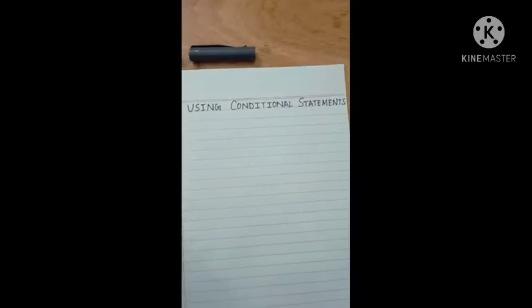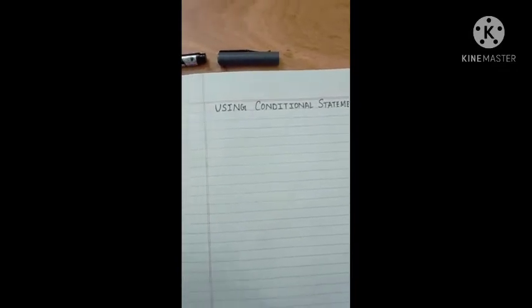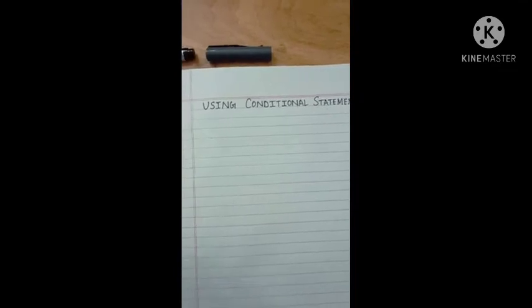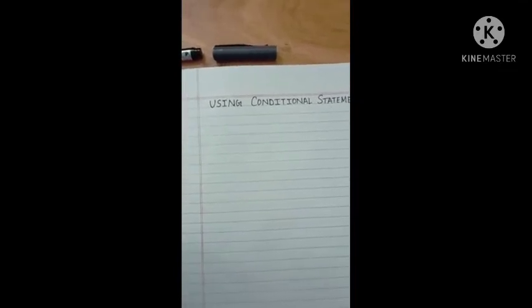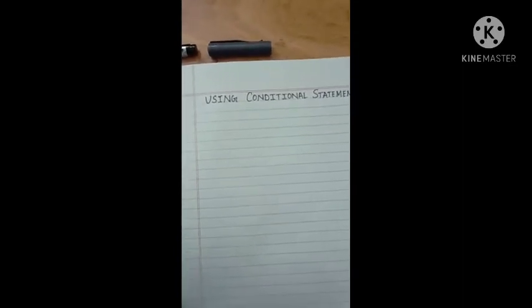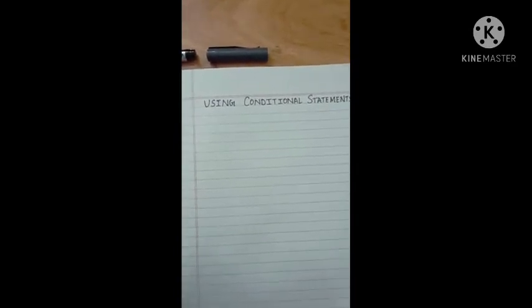In the previous class we studied how to write a program in C++. I told you about cin and cout, how to use these functions, how to print on the output screen, and what is the use of the cin function.